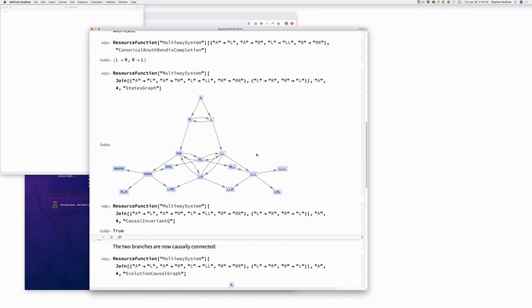Okay, so let's try to do that. Okay, so the first question is, if we were to weight these edges, what would we see here? Right, we could do a weighted multi-way graph here. We're not going to see.